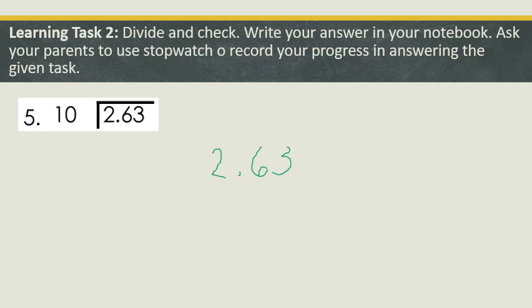divided by 10. Ilang 0 ang 10? Isa. So, adjust lang natin yung decimal point ng isa sa kaliwa. So, kaya siya magiging 0.263.